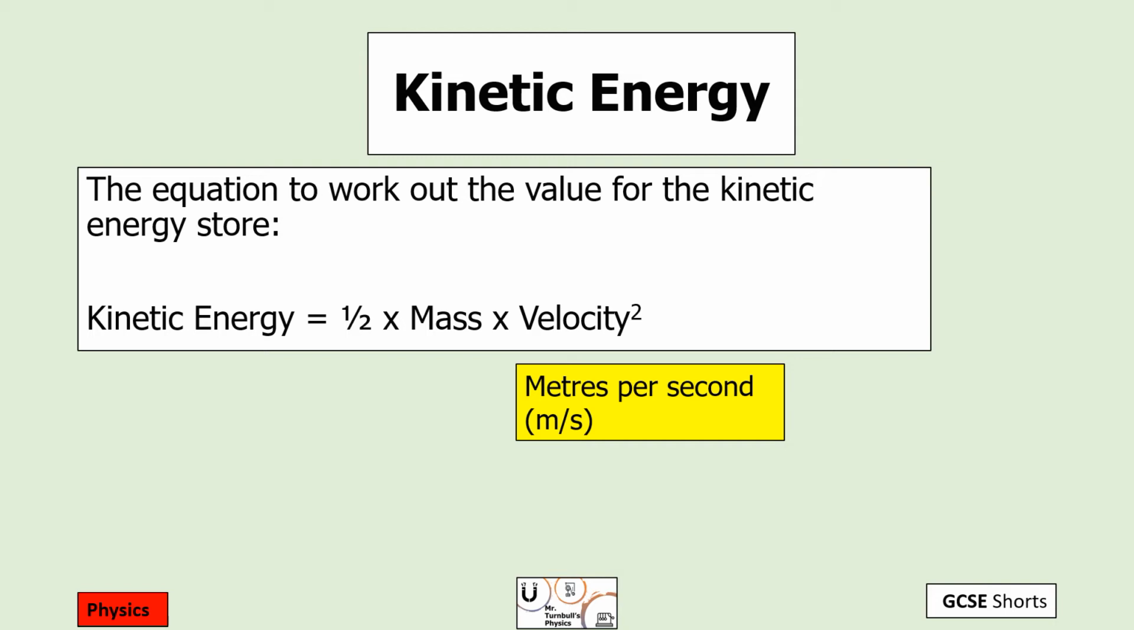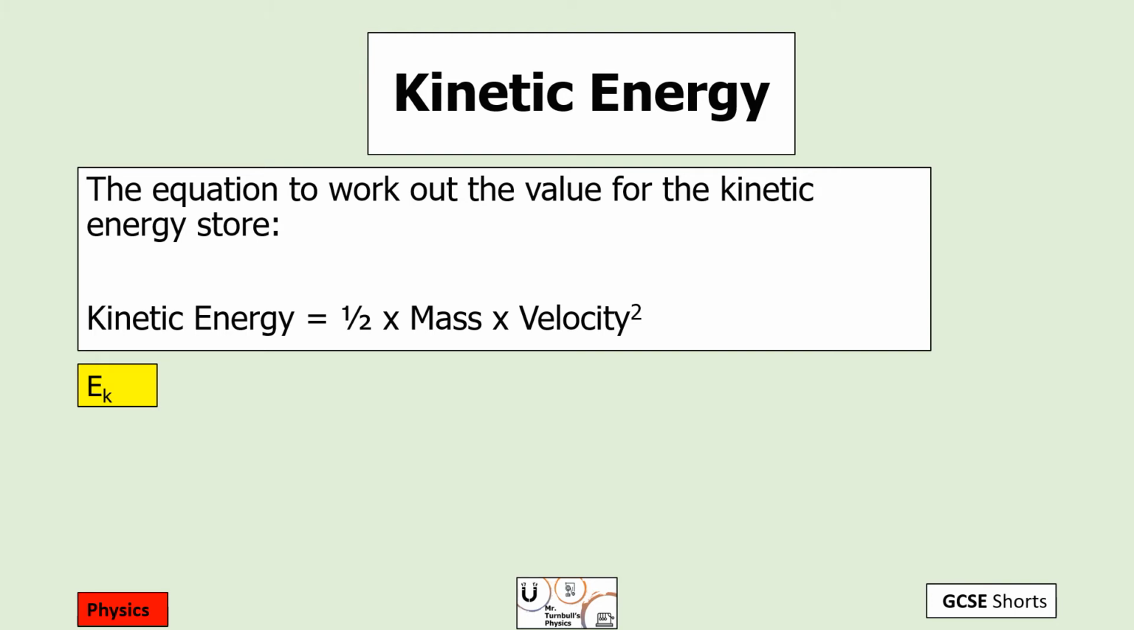Now we can symbolize kinetic energy with the symbol E subscript K. We can symbolize mass with M and velocity as V. So we can say E_K is equal to a half m v squared. Now that's important because if you had to state this equation, you can either give it in its word form or its symbol form.